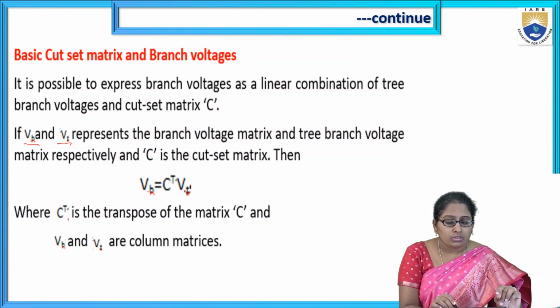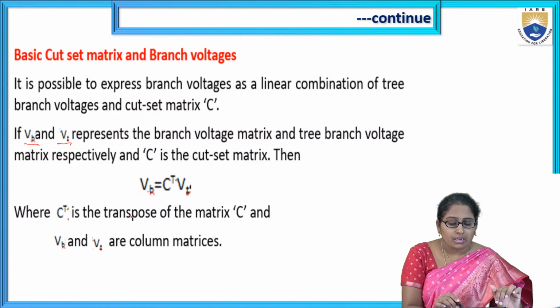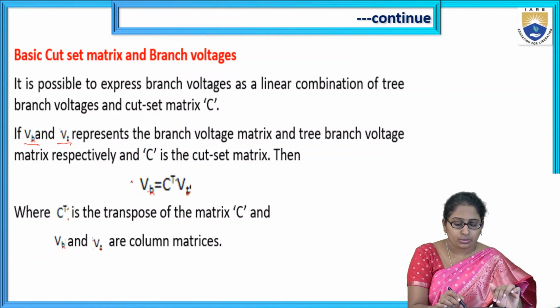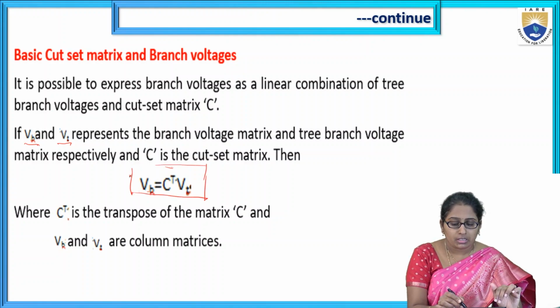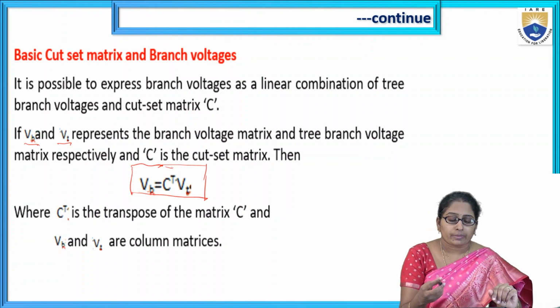Here VB is the branch voltage matrix, VT is the tree branch voltage matrix, and they are column matrices. C is the cut-set matrix, and C transpose means the transpose of the matrix C. So to find the branch voltages using the cut-set matrix, this is the relation, the equation we need to remember.